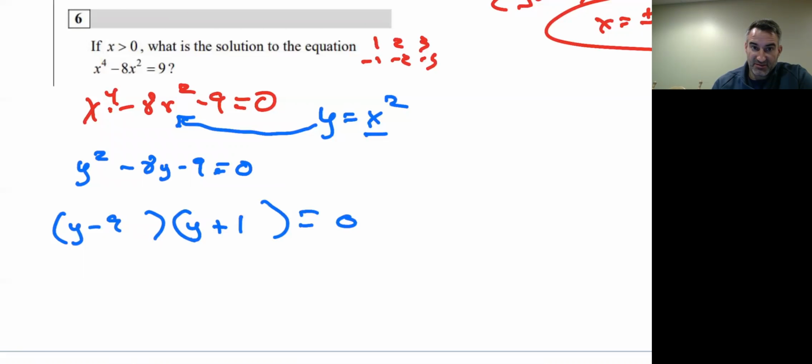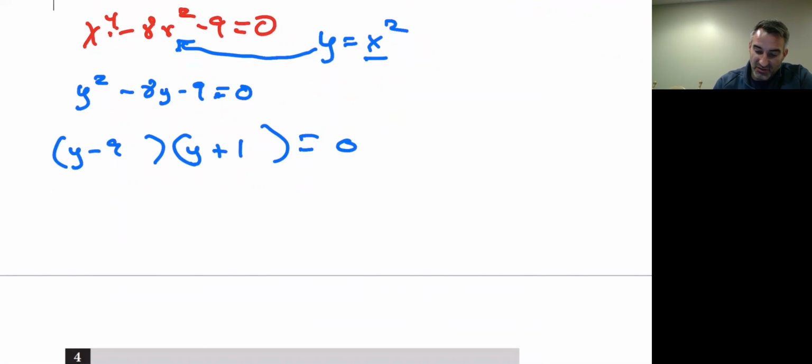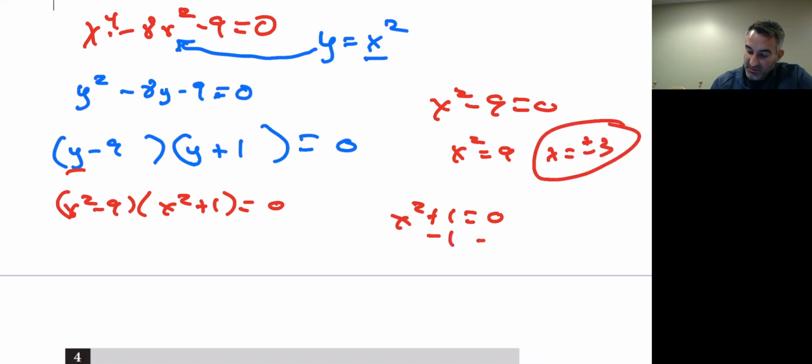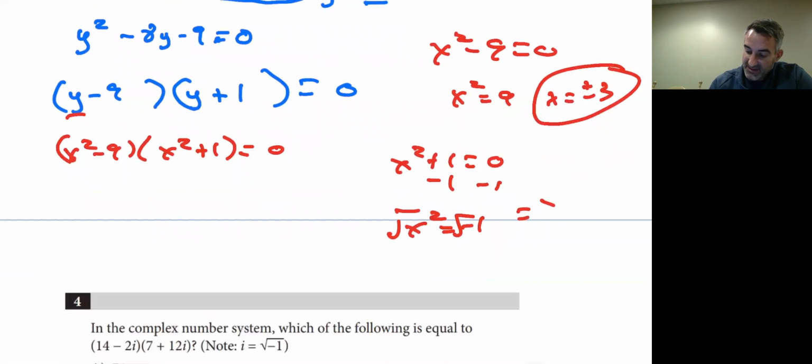Makes sense? That should be easy. That's great factoring. Now, I got to go back to my substitution. So instead of y, I got to write x squared minus 9. And over here, I got to write x squared plus 1 equals 0. Now I can solve. X squared minus 9 equals 0. X squared plus 1 equals 0. X squared equals 9. So x equals positive negative 3. That's good. Subtract 1, x squared equals -1. Square root, x equals plus or minus i, because the square root of -1 is i.